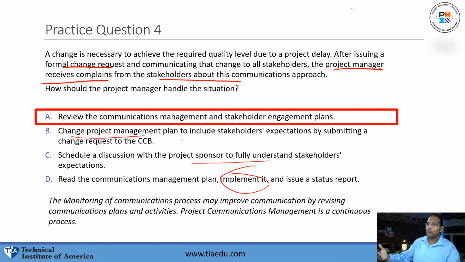D, read the communication plan and implement it. No, there's a problem with it. That's why you want to review it, not just implement it. Although these sounded okay, the word implement kills it. You want to review things. So remember, don't take actions on any type of complaint or any type of problem. Somebody's having an issue with something: you want to review it, and you want to assess things.